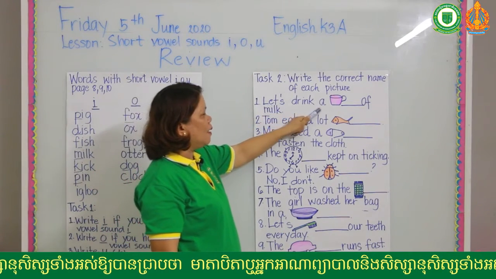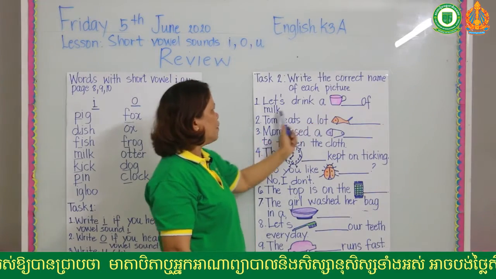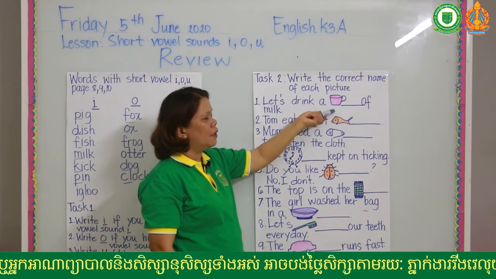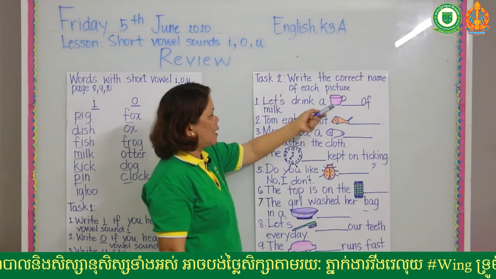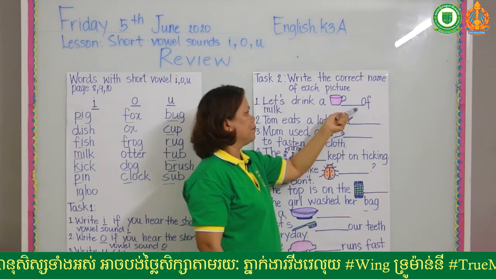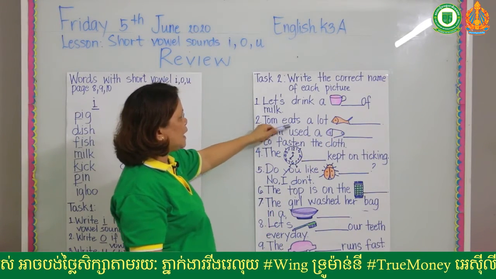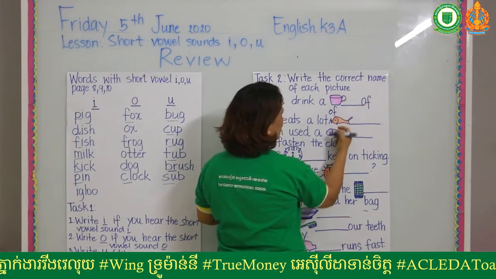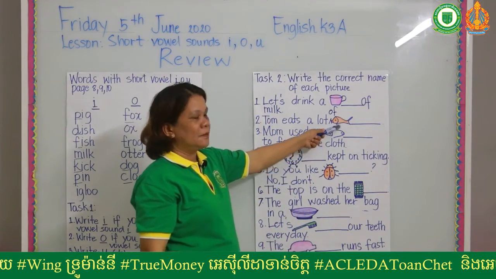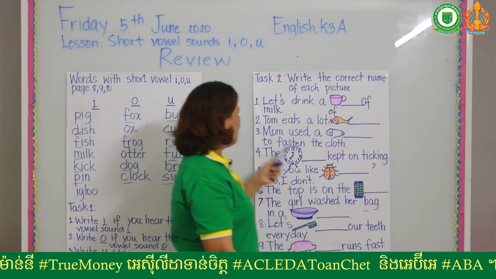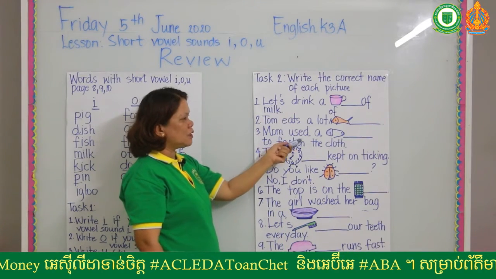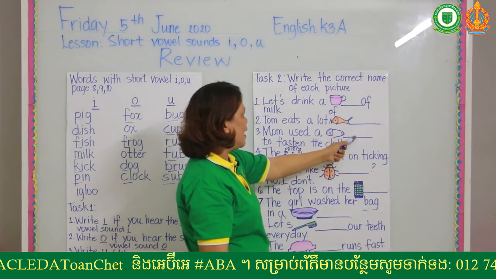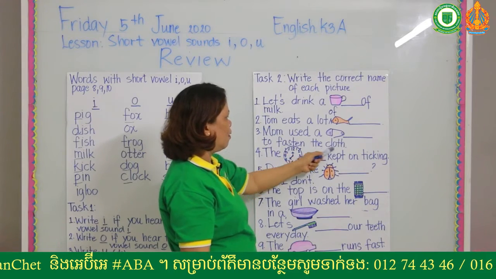Let's drink a blank of milk. What's the name of this object? Okay? You know how to spell its name? Please write here. And number 2, Tom eats a lot of, what's this? What's the name of this? You're going to write here. Number 3, Mom used a blank. What is this? What's the name of this? Right here. To fasten the cloth.